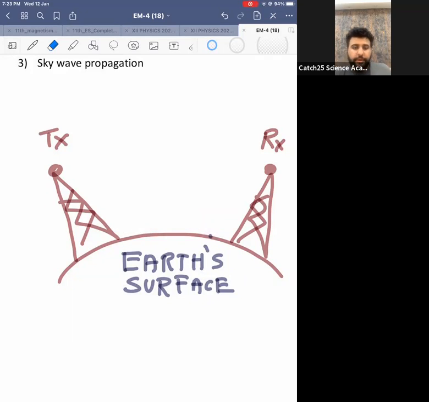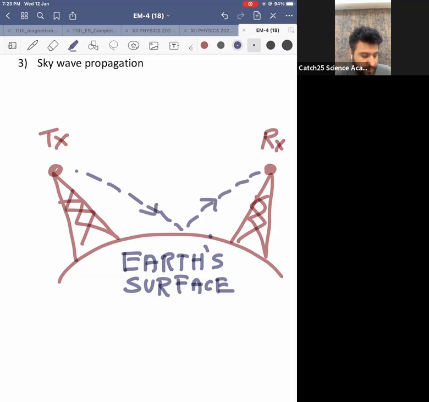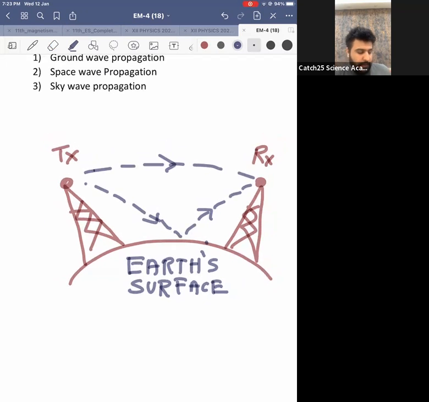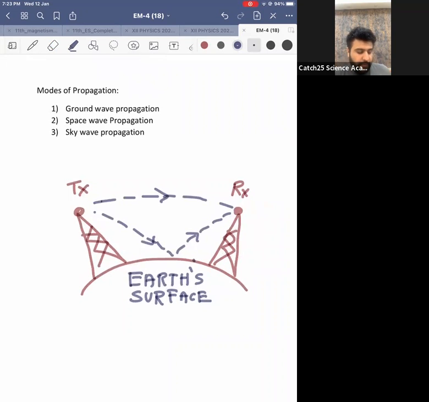Next side heading you write down: space wave propagation.